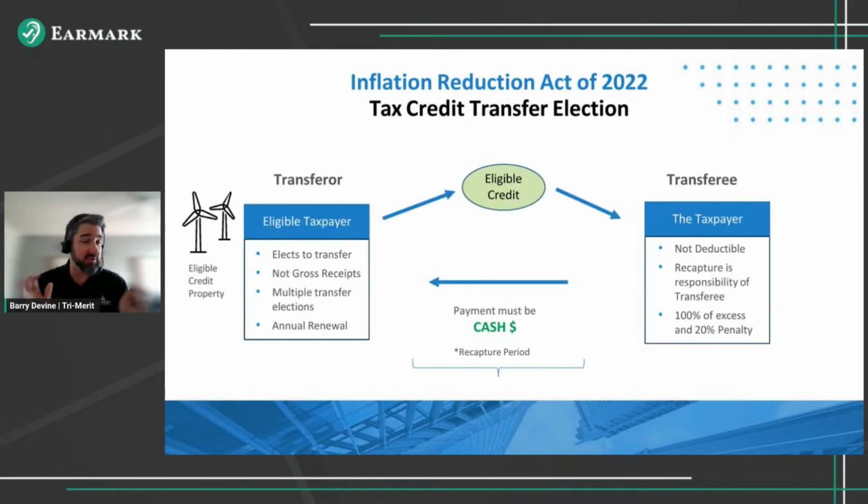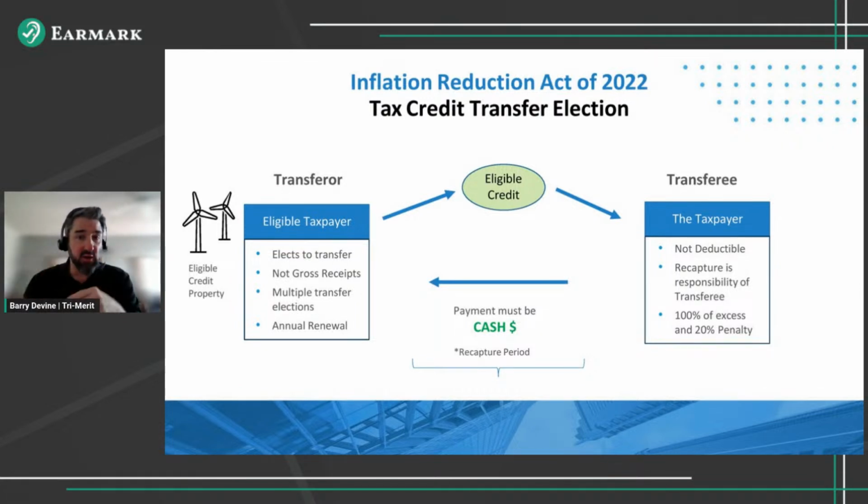I tried to do as many pictures without words, but sometimes it just takes a little bit of language to get there. So very, very high level. There's eligible property, eligible taxpayer, and eligible credit. This becomes the seller or the transferor, right? I put in wind. I have this ITC, spent $10 million. I have $3 million to sell, right?